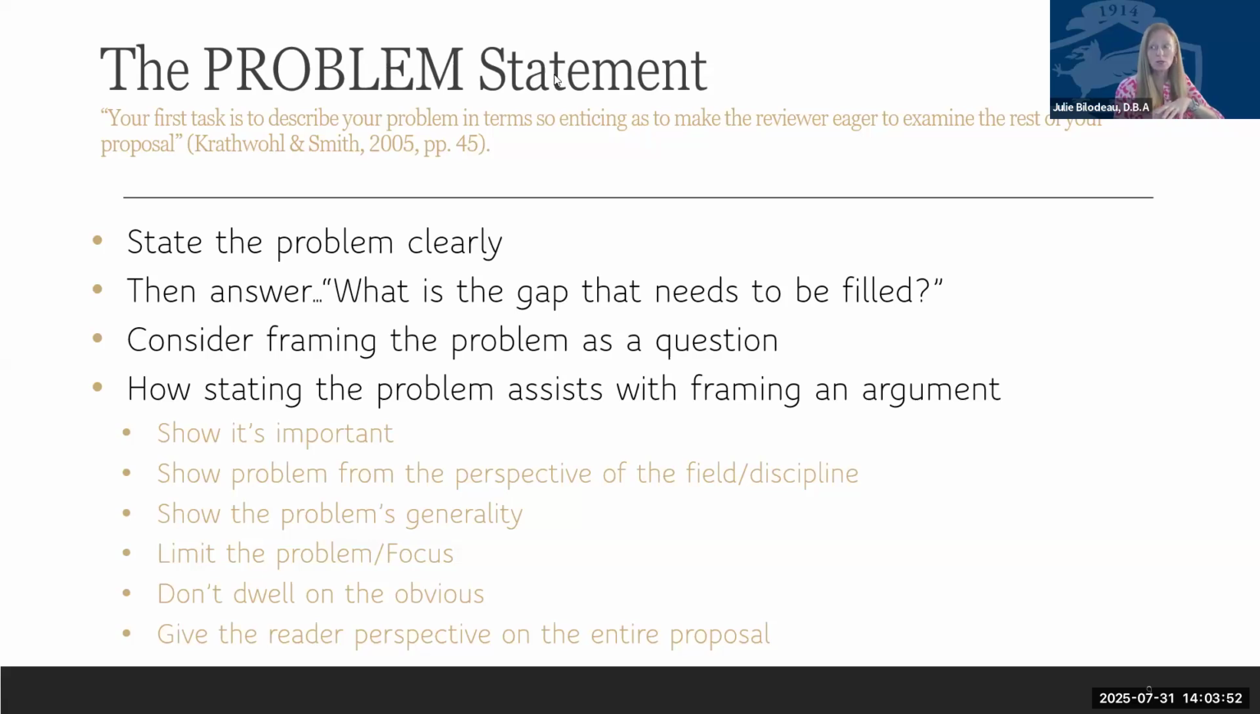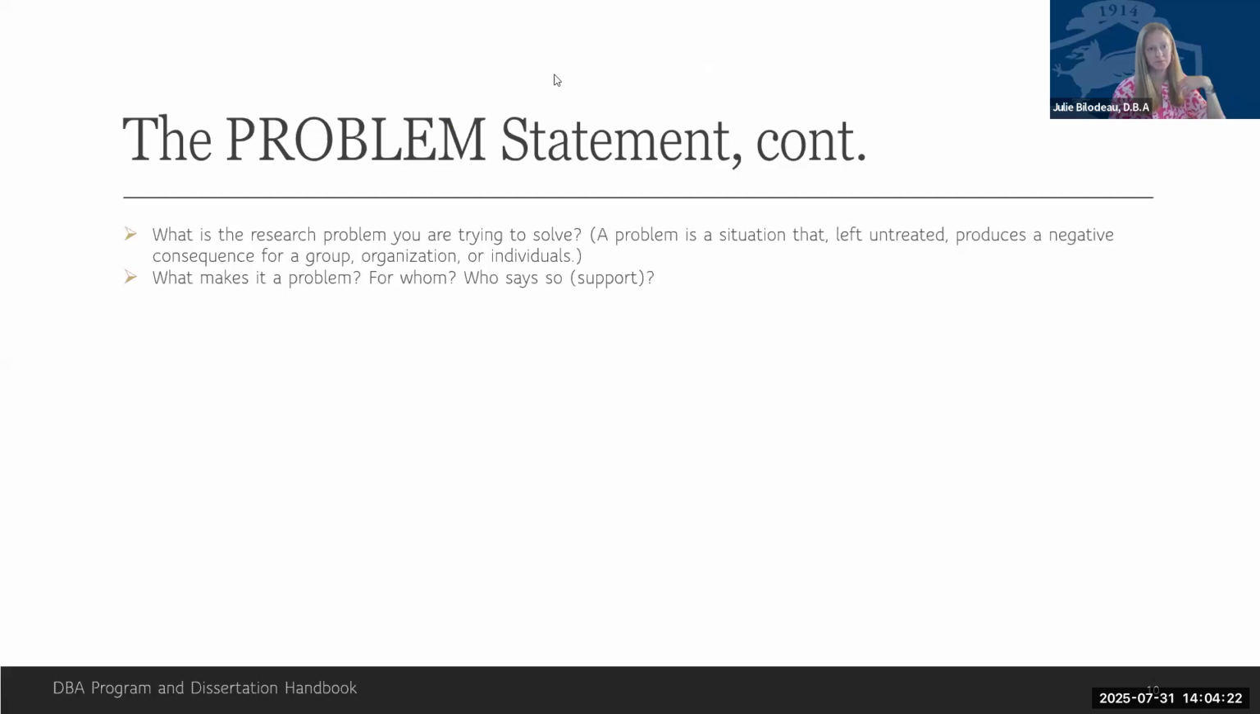When you're writing, you are writing for a general audience as well as an academic or an industry audience, so there's going to be some information that you have to explain explicitly. And then there's other information that is very obvious and you don't have to spend a lot of time on the obvious. All right. What you're trying to do as you set up your problem statement is really give the reader the perspective of your entire proposal. Like, where are we going with this?